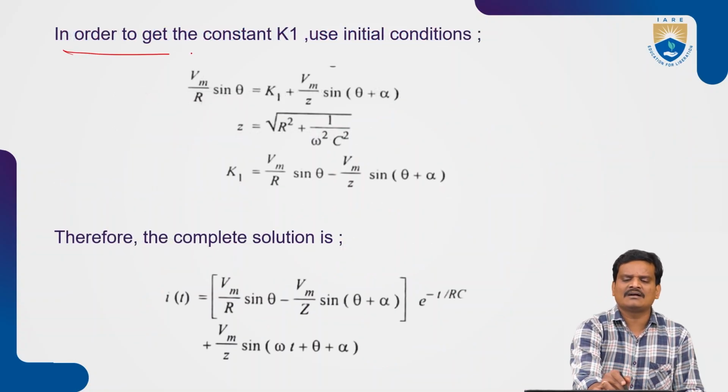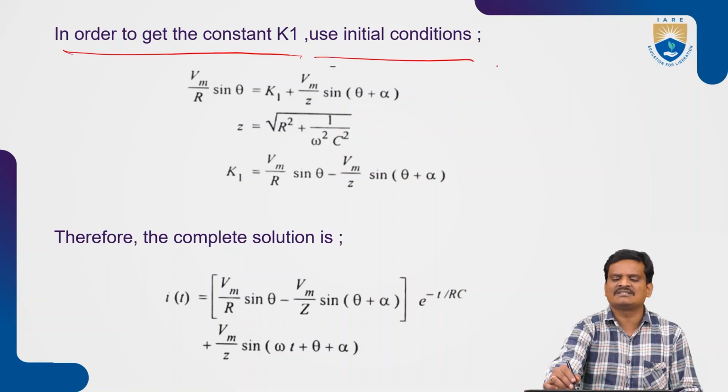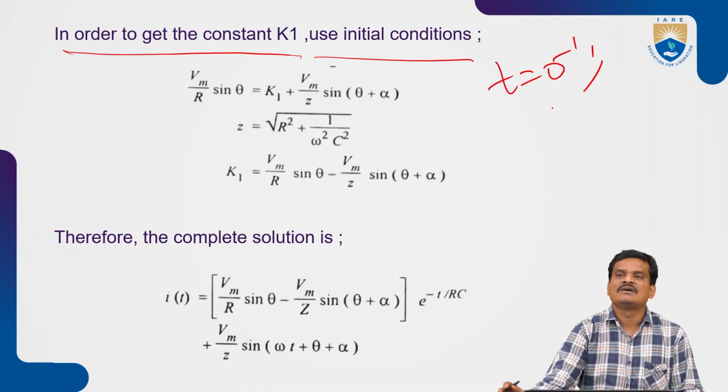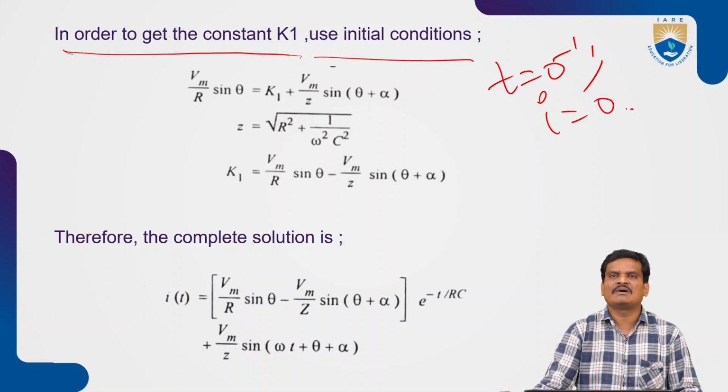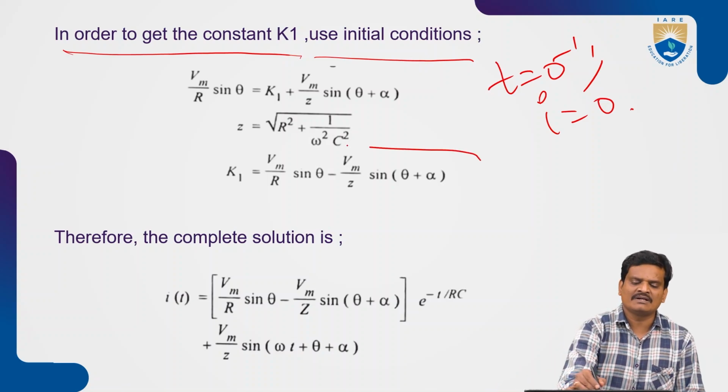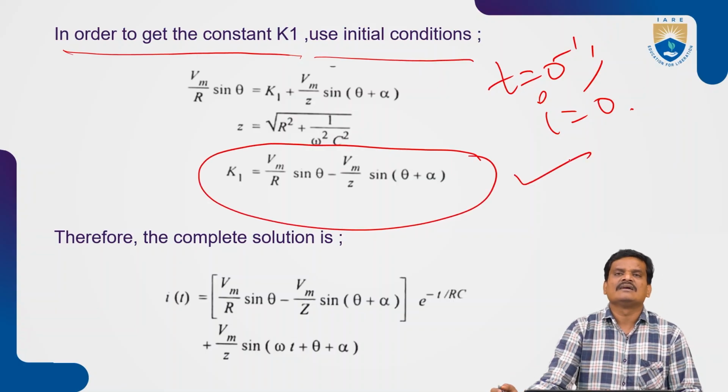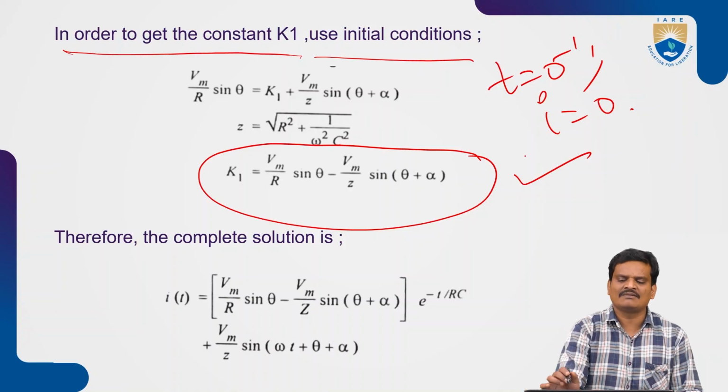In order to get the constant K1, you need to use the initial condition, that is at t equal to 0 minus, whenever the switch is open, the value of current flowing in the circuit is 0. By using that parameter, K1 is calculated as K1 equals Vm by R into sin theta minus Vm by Z into sin of theta plus alpha. So after getting the value of K1 by using the initial condition, that is when the switch is open the current in the circuit is 0, we have got the value of K1.